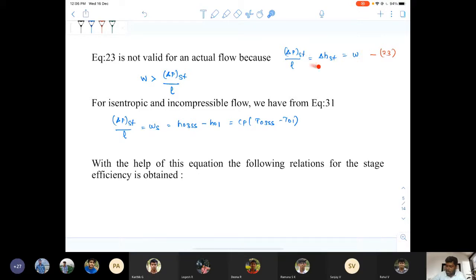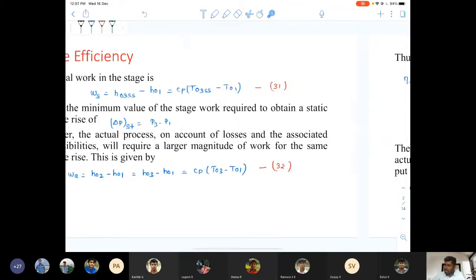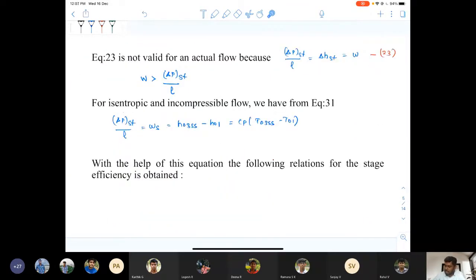That is, we have correlated equation number 23 and equation 31, and we have written an equation which states that delta P at the stage by rho is equal to the isentropic work. Since equation number 31 deals with an isentropic work, and equation number 23 also holds only for isentropic process, we are combining these equations.